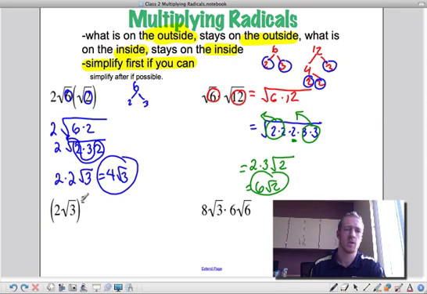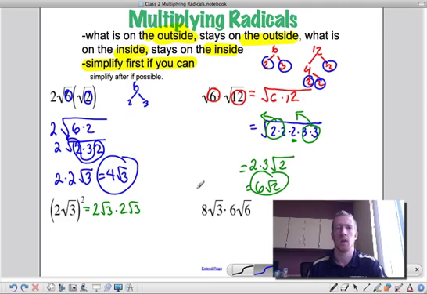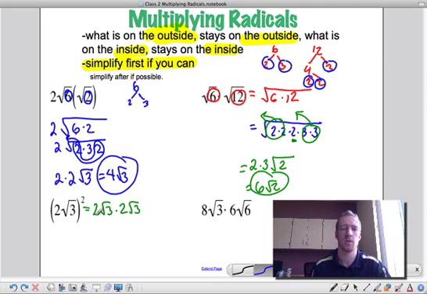So here, this is our exponent rules. We square this, so this is 2 root 3 times 2 root 3. So we multiply what's on the outside. So 2 times 2 is 4. And then square root of 3 times square root of 3 is just 3. Right? So you're going to get 4 times 3, which is 12.